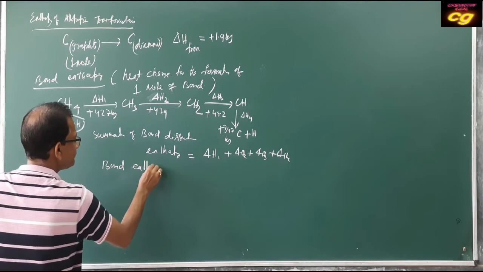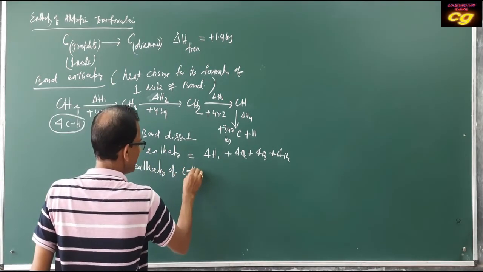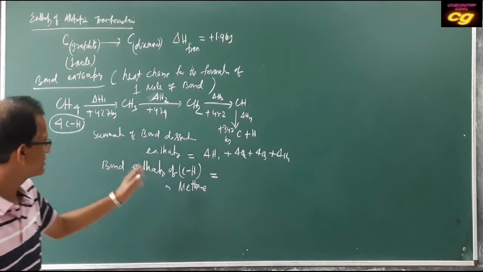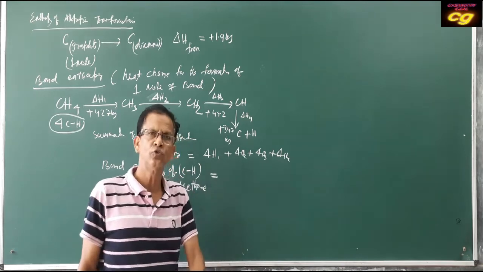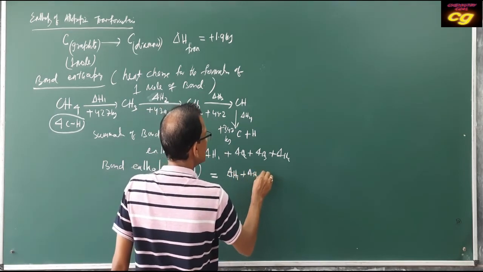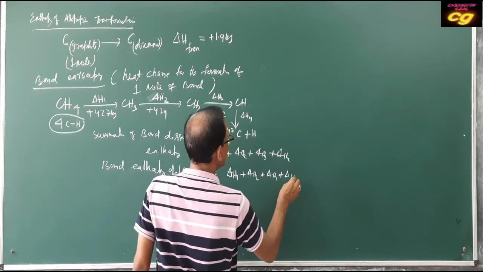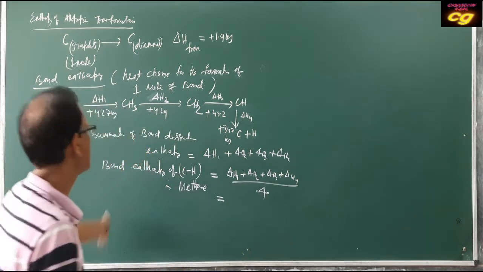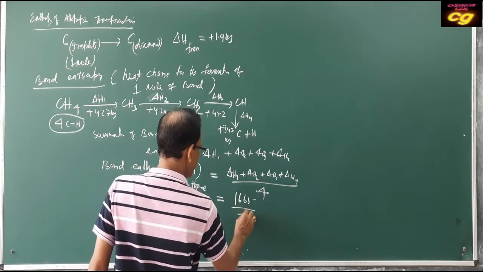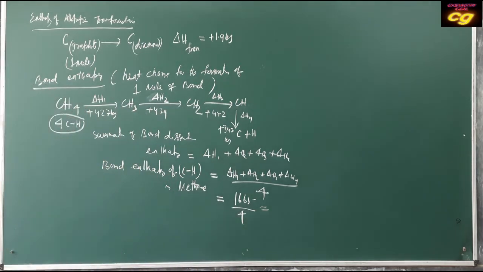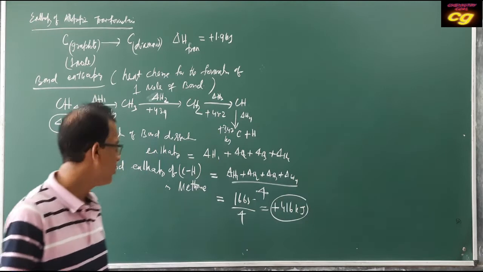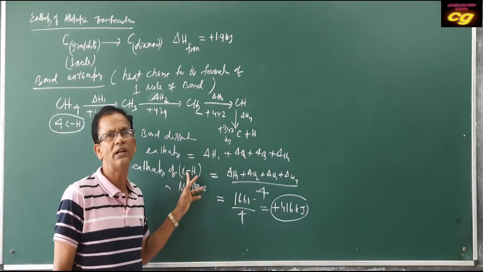Bond enthalpy of CH bond. The CH bond in methane will be as 4 to break 4 CH bonds. This is the energy. So what is the average to break one CH bond? Delta H1, delta H2, delta H3, delta H4 upon 4. If you add these, the result will be 1665 upon 4. The answer is plus 416 kilojoule. So this is the bond enthalpy of CH bond of methane.